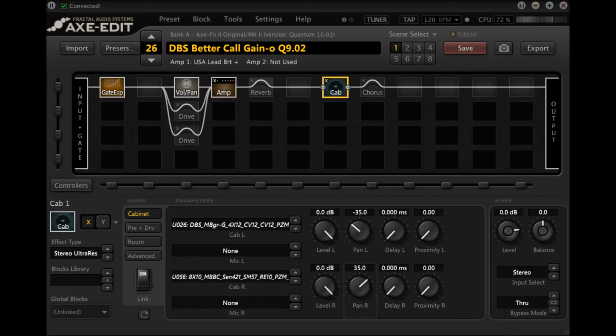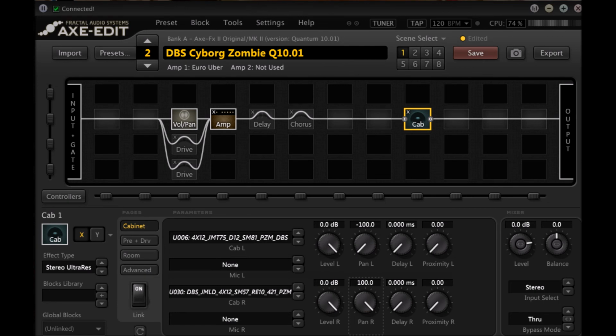For the last clip, we will reverse the panning position of the two guitars. The Marshall 4x12 cabs will now be panned hard left and right. Alternately, the oversized Mesa Boogie 4x12 slant cab and Marshall 8x10 cab will be panned at 10 o'clock and 2 o'clock respectively. Please notice the subtle difference that reversing the cab positions makes in the mix.